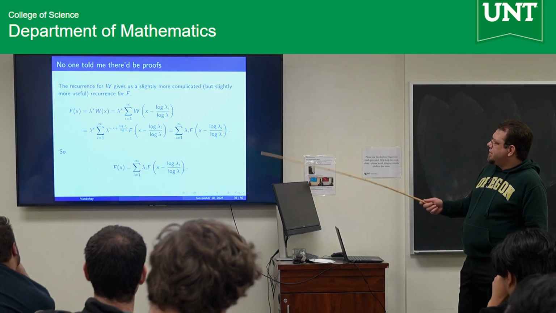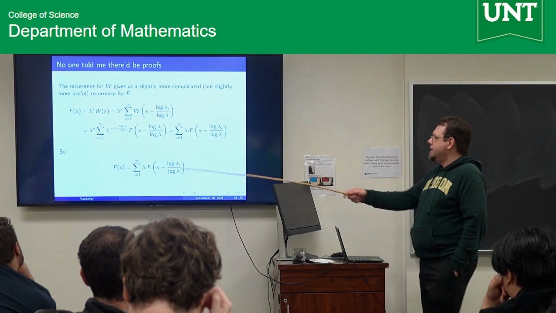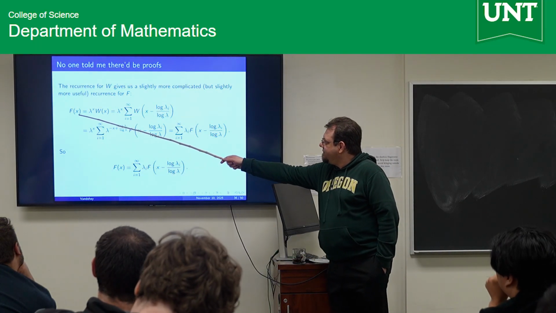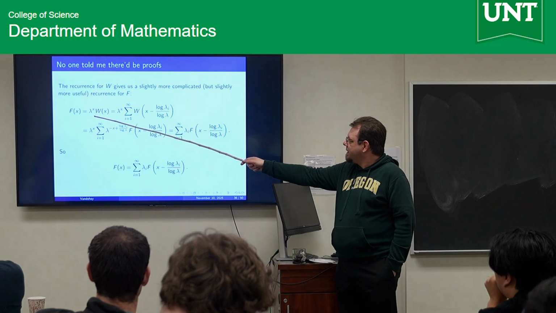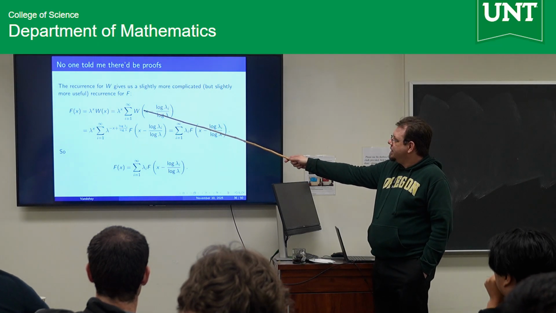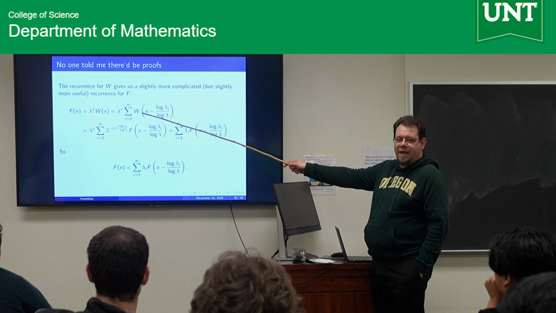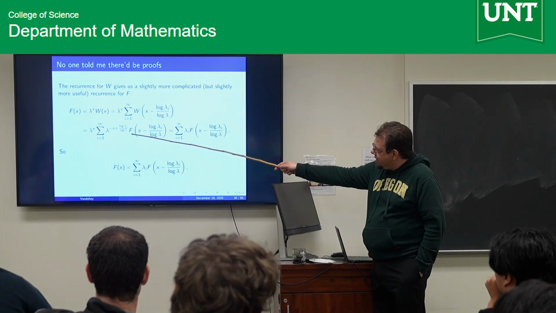Now it turns out the recurrence I have for W gives us also a recurrence for f as well. So let me start here. F of x is lambda to the x times W of x. That's just the definition of f. W of x has a recurrence relation, so let me just write that out. Then let me reverse and use my definition of how to go from W to f now to include that.